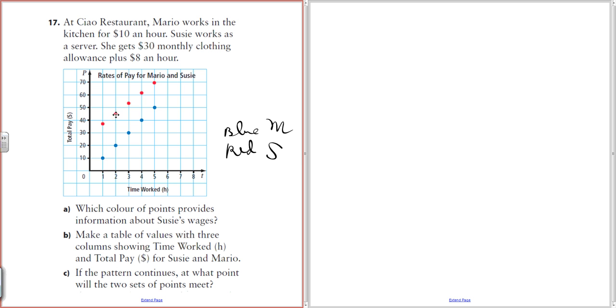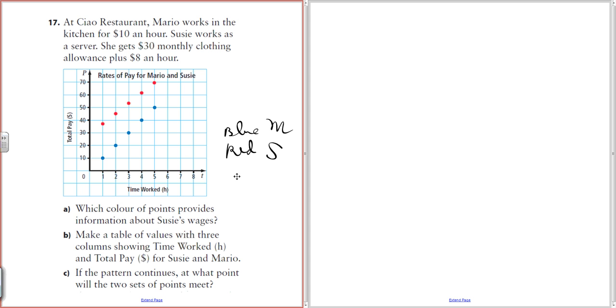If we look up here, that's just slightly above the midway point. So you have 46. And if she worked 3 hours, it would be 3 times $8 an hour, which is $24. Plus, she still gets her monthly clothing allowance. So $24 plus 30 for 3 hours should be 54. So we go up from here, and it's just above 50. So yes, it's 54. So the red is indeed representing Susie.